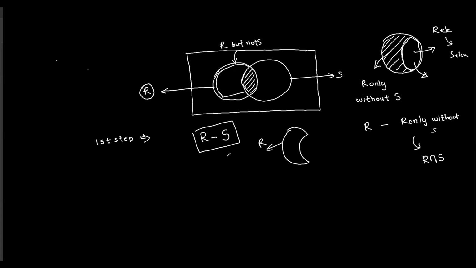R intersection S. Second step, in the second step, I'm going to remove this area of elements from R. This area of elements. So R minus S.